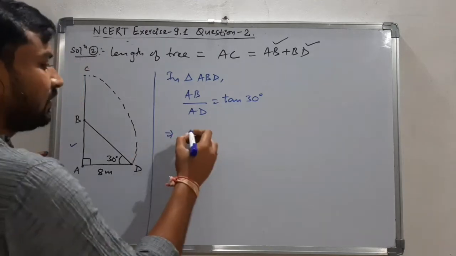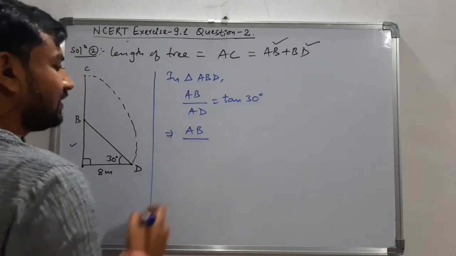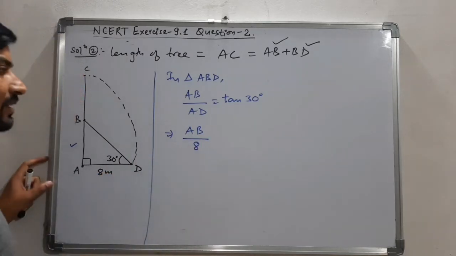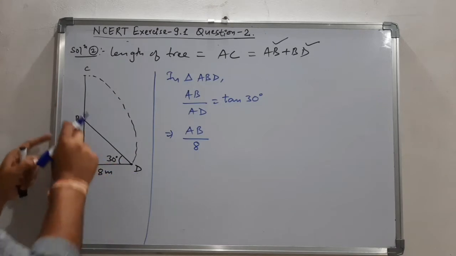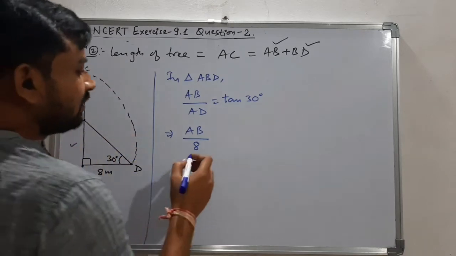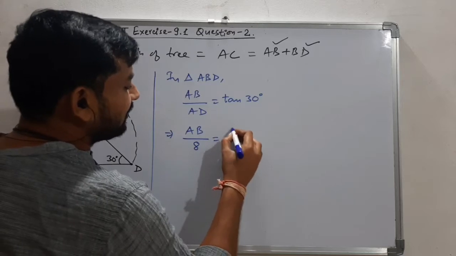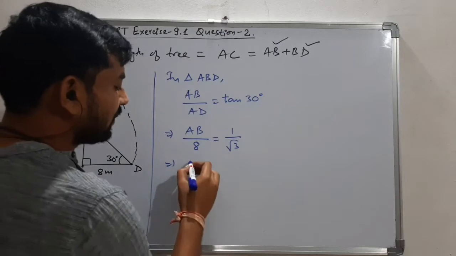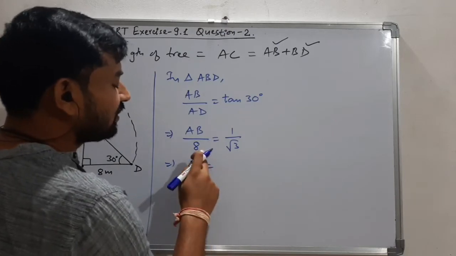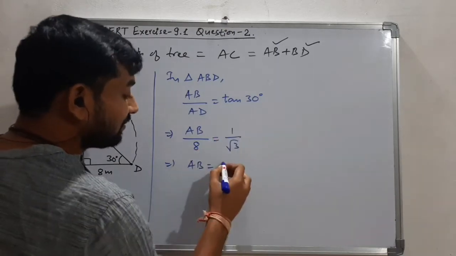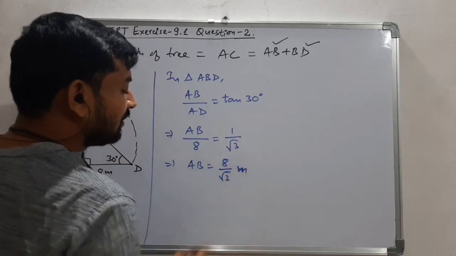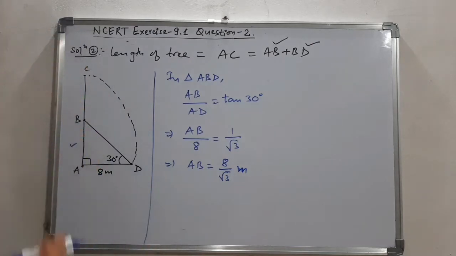Here AB is not known to us, so we write it as it is, AB. The length of AD is 8 meters. This is the distance where the top of the tree touches the ground. So this is 8, and tan 30 is 1 by root 3. From here, if we carry this 8 to the RHS, the value of AB comes out to be 8 by root 3 meters. So this is the length of the part from where the tree broke down.